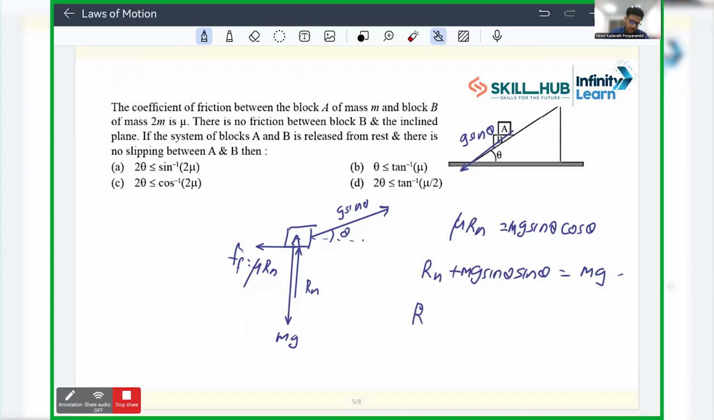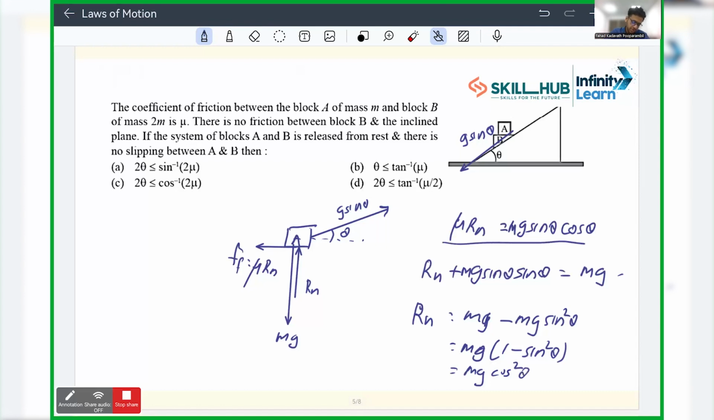Then we can say Rn should be equal to mg minus mg sine square theta. We can take mg common from this expression: 1 minus sine square theta would be there. That is cos square theta. Mg cos square theta would be Rn.